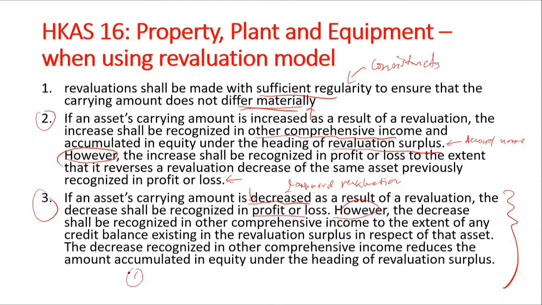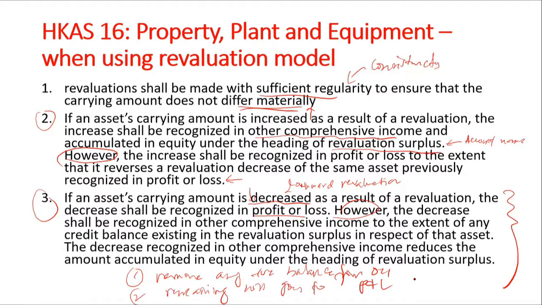So first you remove any positive balance from OCI, and then the remaining loss goes to P&L. I will come to this as an example shown in the next slide. So let's move to the next slide and look at the example.